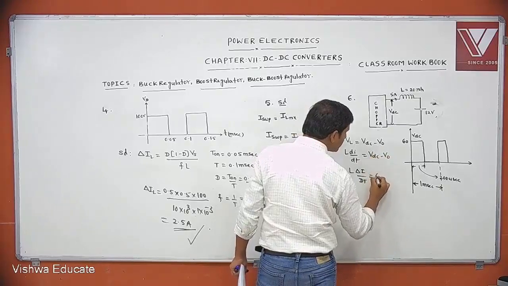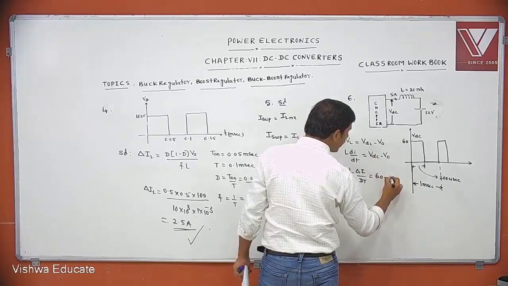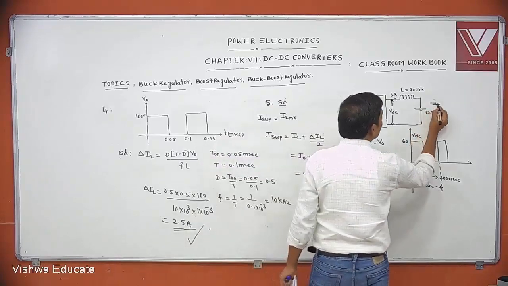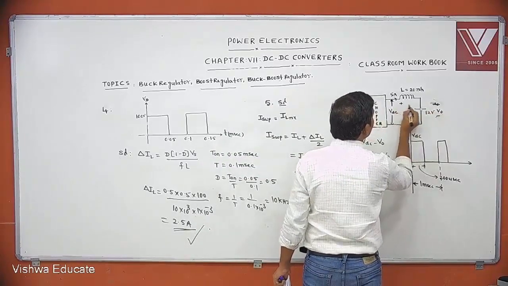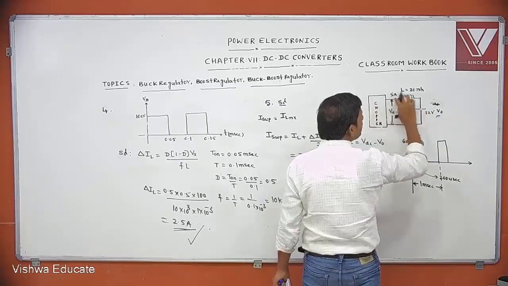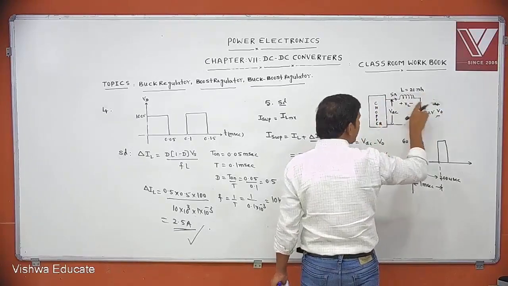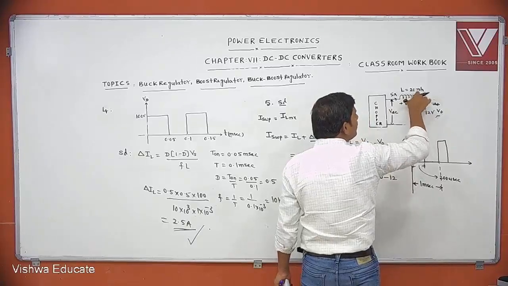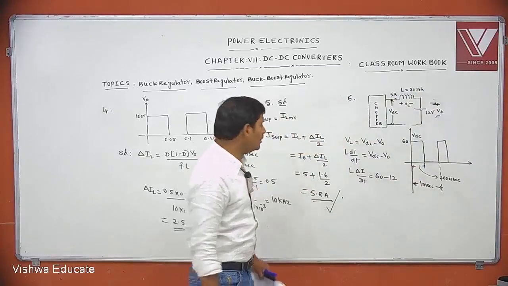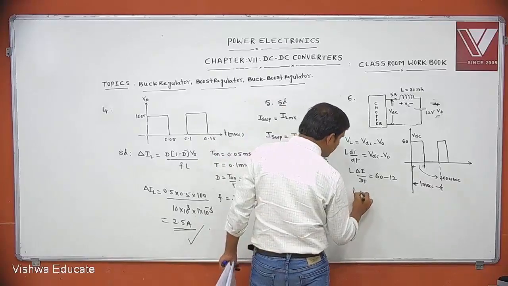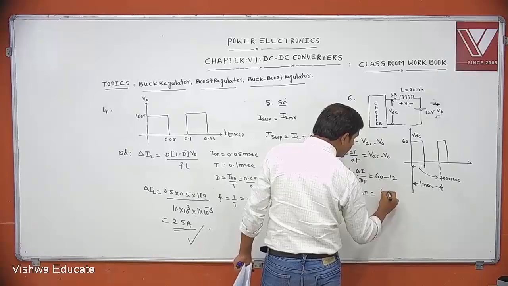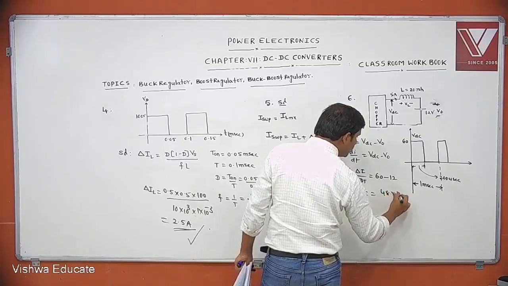VDC is how much? 60. V0 is how much? 12. Apply KVL. If the switch is on, then current is applied to the load and to the battery. Then VL plus V0 equals VDC, so VL equals VDC minus V0. L into delta I equals 48 volts into dt.